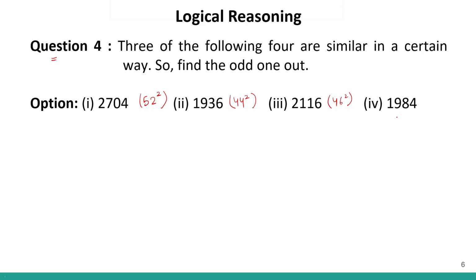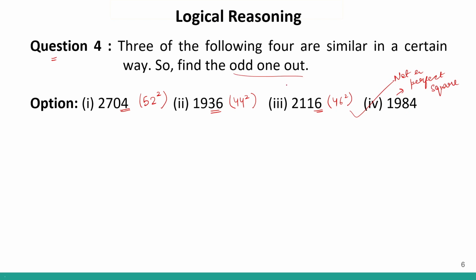We have a square of 44, that is 1936 over here. And then we have the square of 45, which is more than this number. So basically, this is not a perfect square. This is square of 52. This is square of 44. This is square of 46. This number is not a perfect square. Therefore, this will be the odd one out.